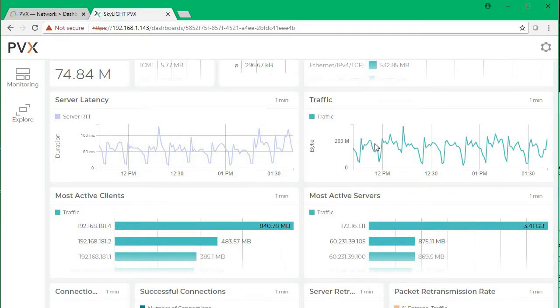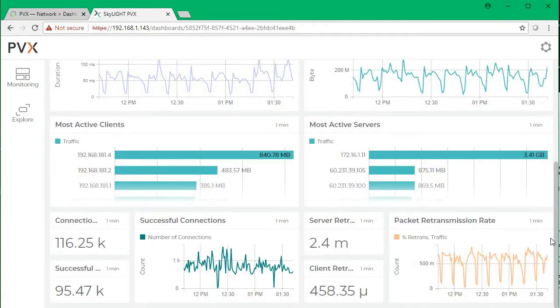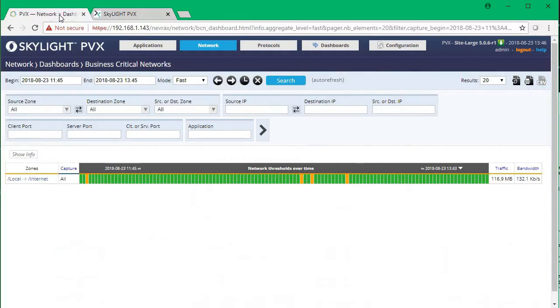We can see server latency, traffic by bytes, about 200 megabytes, the most active clients. If we continue to scroll, how many connections, how many successful connections, packet retransmission rate. Again, we saw that in the overview on the previous screen that there were some retransmissions going on, and what's that retransmission rate. So a lot of very good information looking at what PVX can offer.